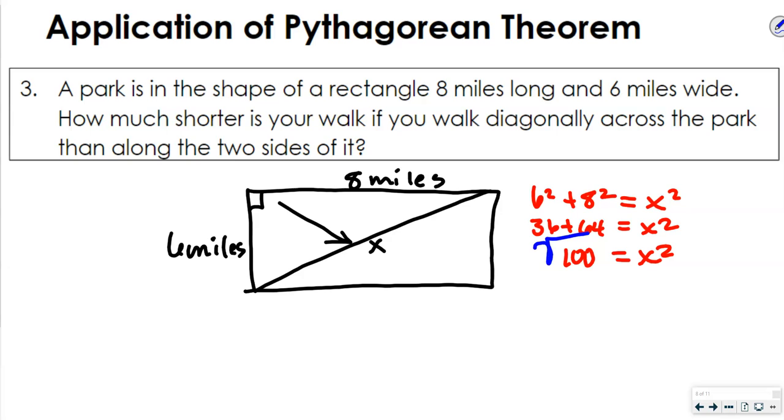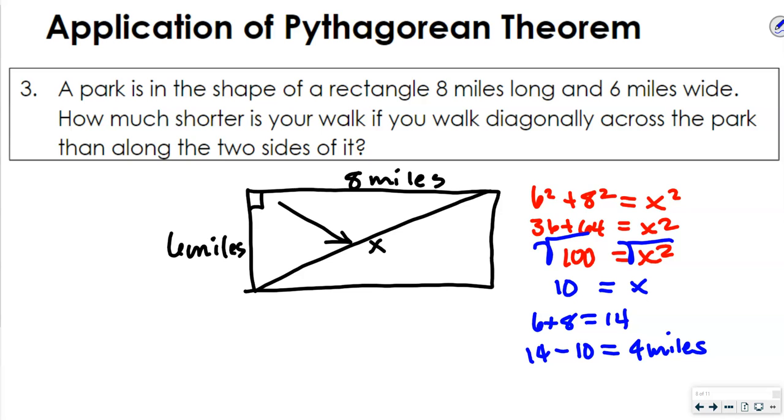Again, take the square root of both sides. So x is going to be equal to 10. But now we need to compare that to the 6 plus 8. That's 14. So we're going to do 14 minus 10, and that's equal to 4 miles. So it's actually 4 miles shorter to walk the diagonal than it is to walk around the park.